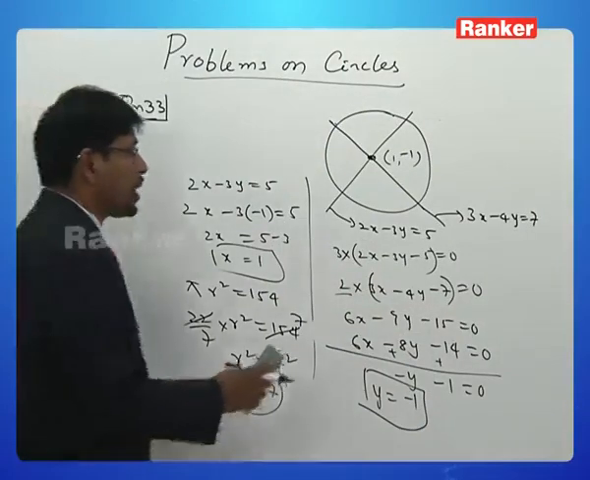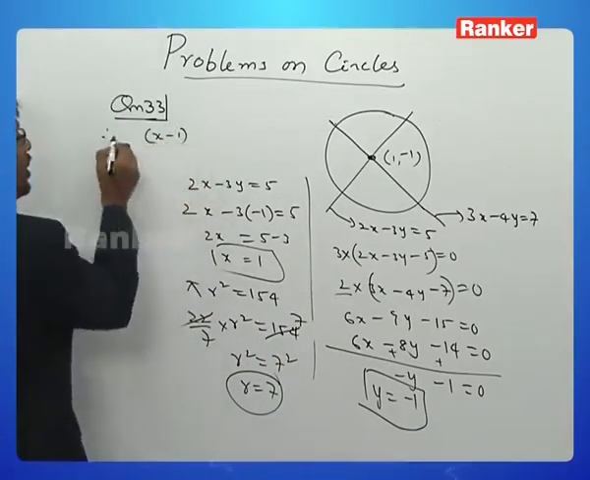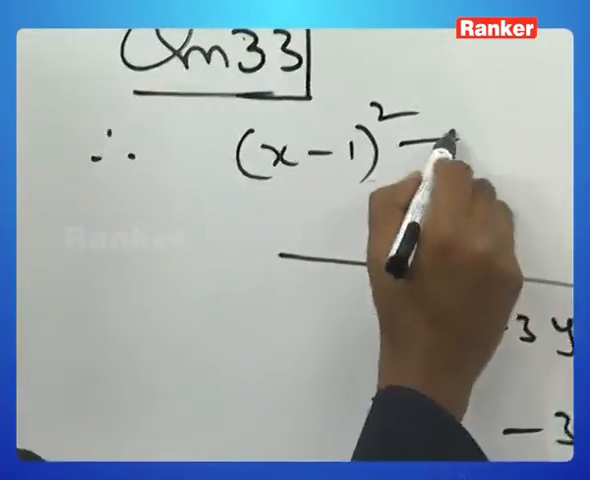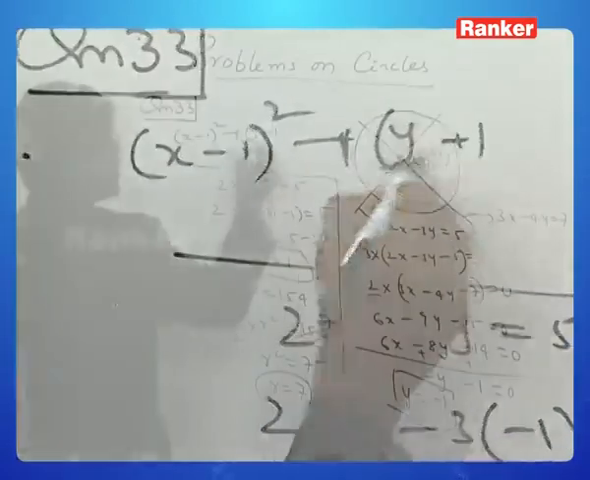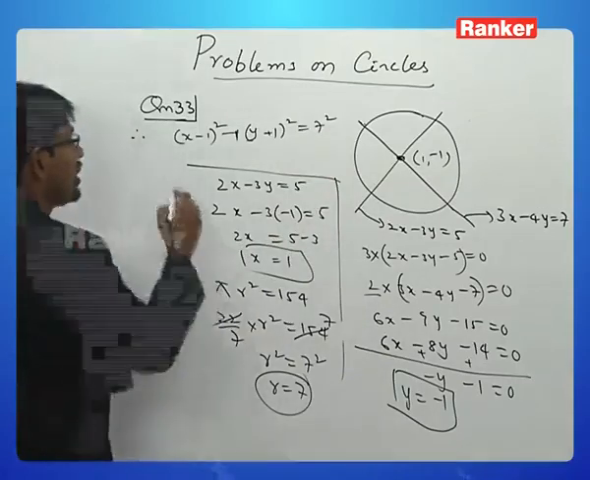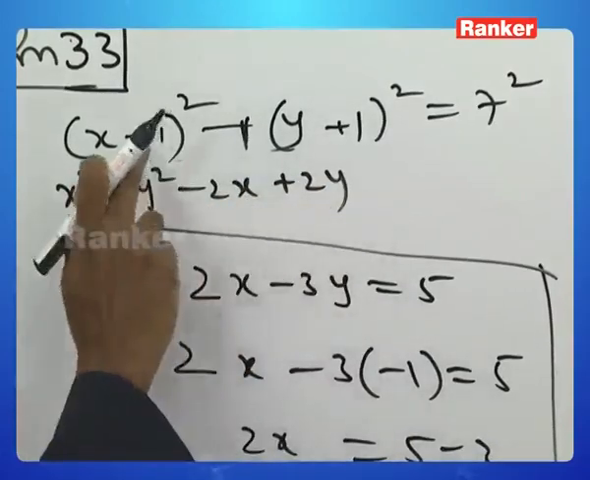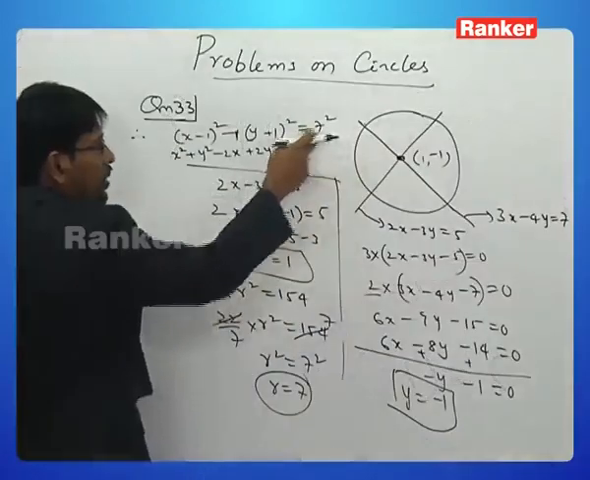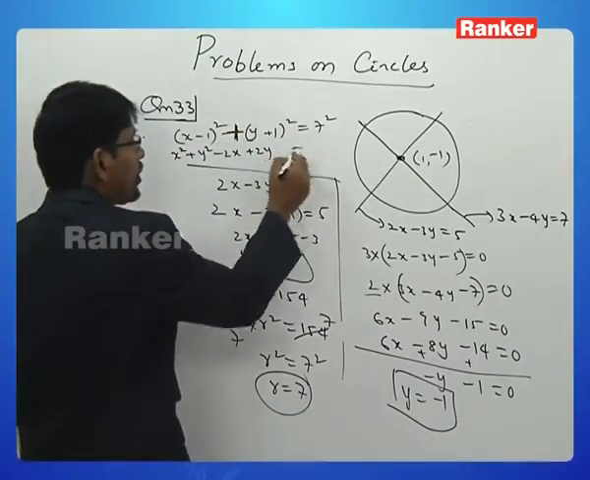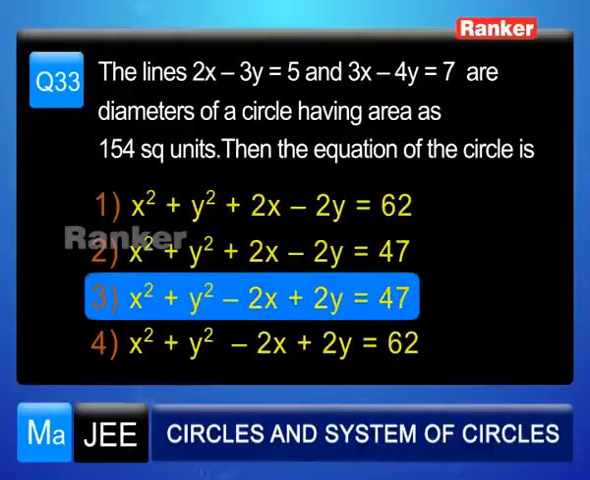So that allows us to write the equation of the circle. Therefore, circle equation, let me write it here: (x - 1) whole square plus (y + 1) the whole square is equal to 7 square. And on simplification, it's clear that we get x square plus y square minus 2x plus 2y, and 1 plus 1, 2 minus 49, or let's transpose that to that side. So we get 47 there. So clearly the right option is answer 3. Answer 3 is the right option.